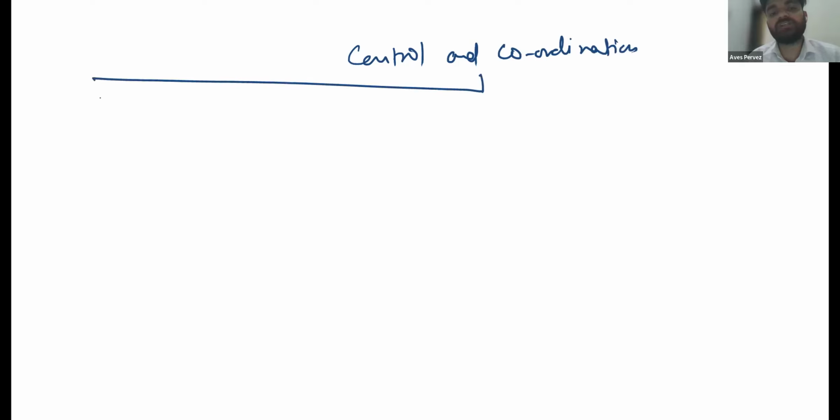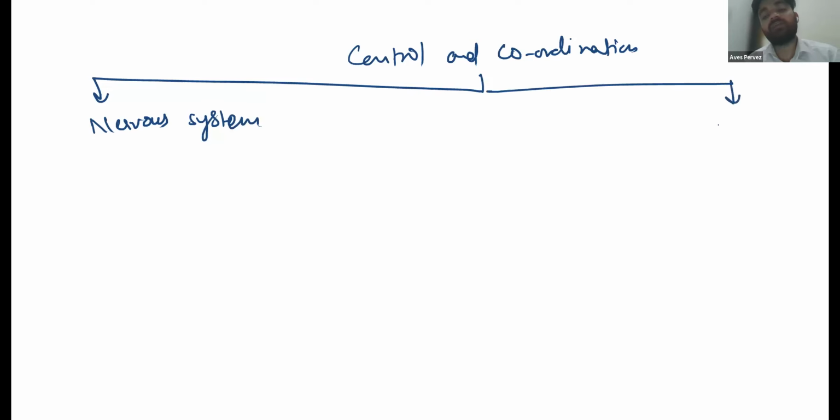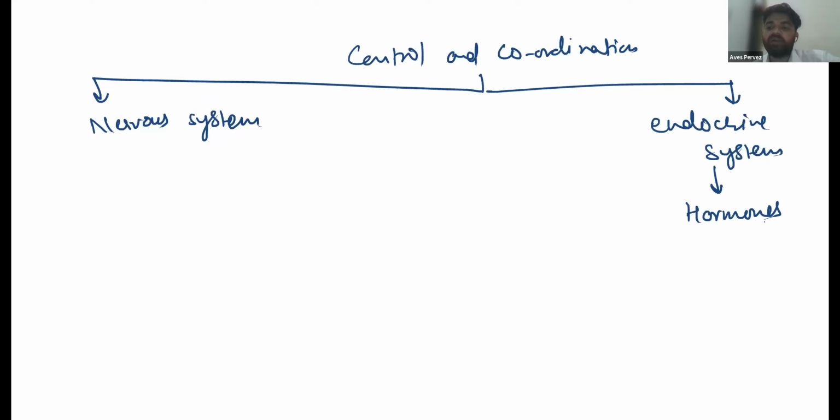Coordination in human beings is done by two agencies. One is the nervous system, and another one is the endocrine system. The endocrine system releases hormones, which are liquids secreted in our body that help in controlling different parts and functions of our body, such as heartbeat, blood pressure, and maintenance of glucose level, fat level, protein level in the body, and others.